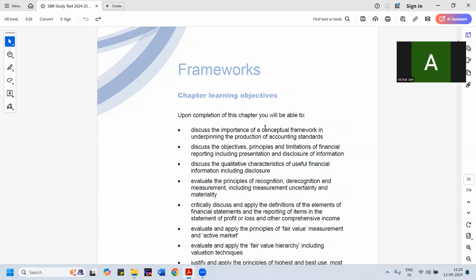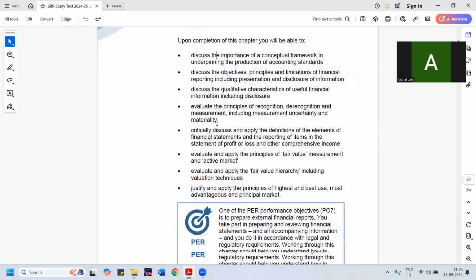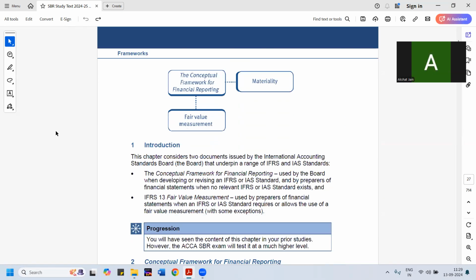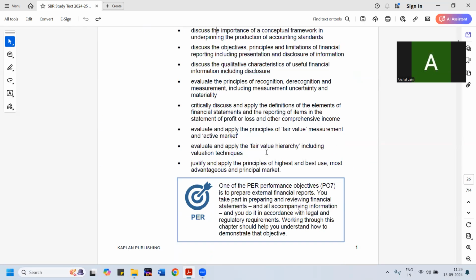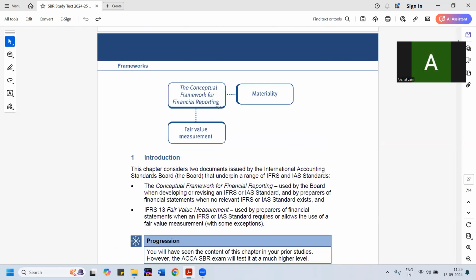Good for you guys. And if it doesn't, I think mostly it won't, because there are way more qualified people teaching these subjects online. However, the reason I'm doing this is maybe it will help me revise in the future. So the first chapter in SBR, frameworks, quite simple.